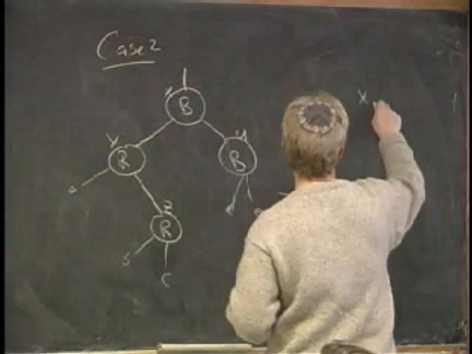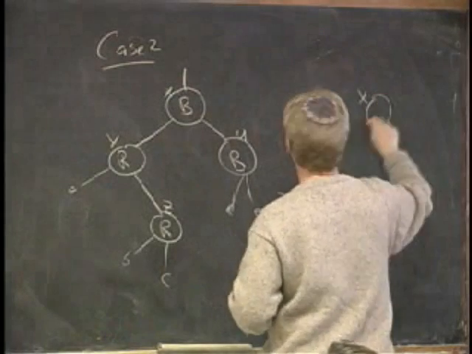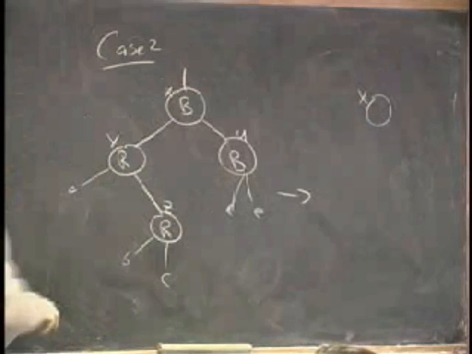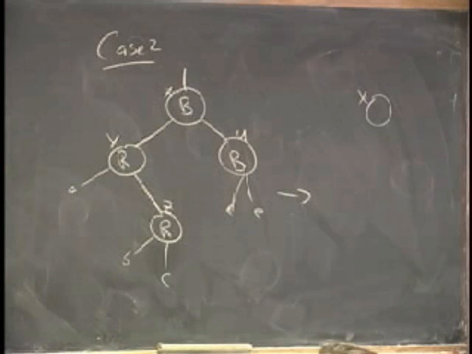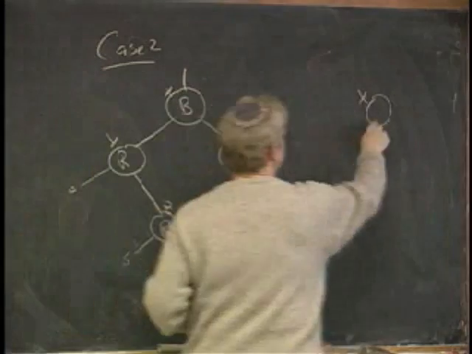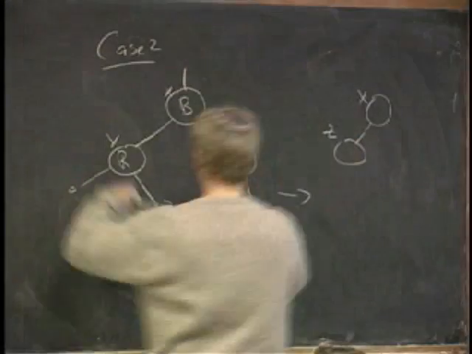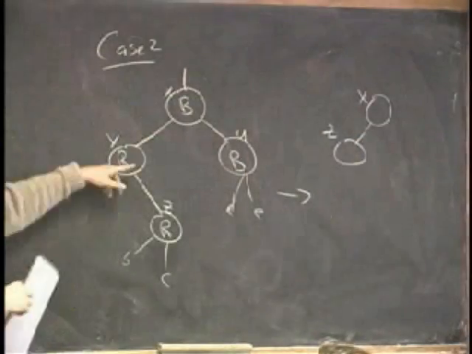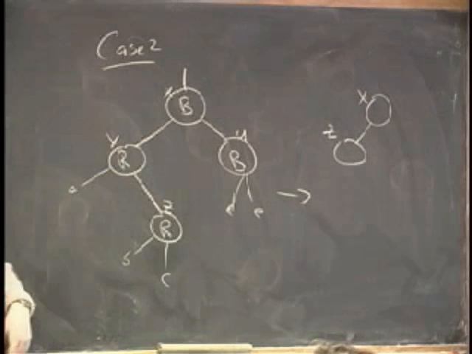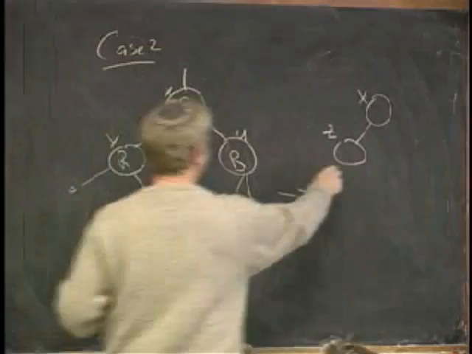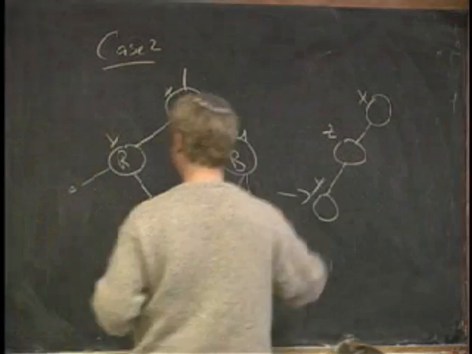We get X at the top. What does it look like on the left now? Z. Z here, right? On the left, we have a Z. And on the left of that, looking at this picture, we're going to have a Y.